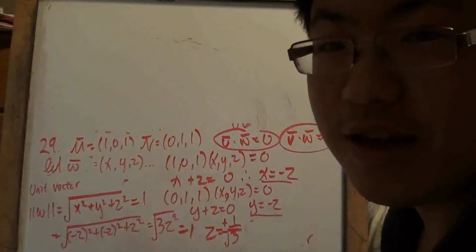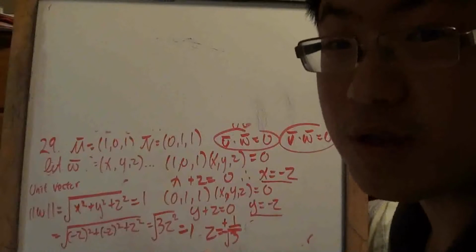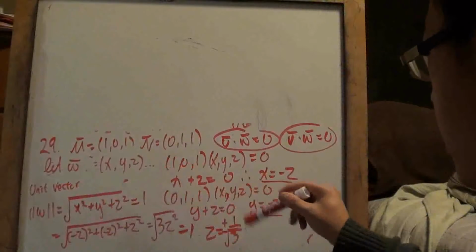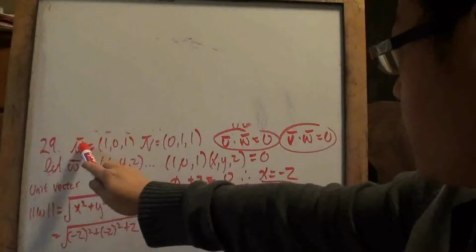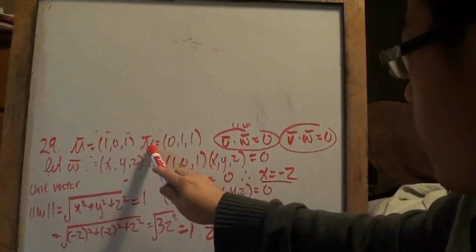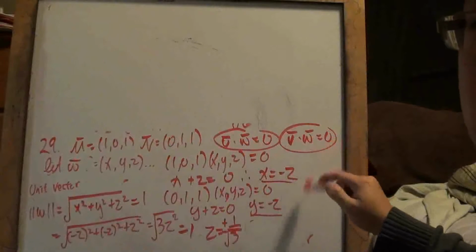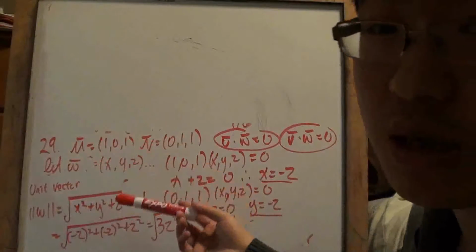Well, that part is easy, because how do we check if vectors are orthogonal or not? Dot product, right? So I did the dot product right here. So this should be orthogonal to this, and this should also be orthogonal to this. So dot product this, dot product that, they both must be 0. So let w be just (x, y, z), just something generic, right?